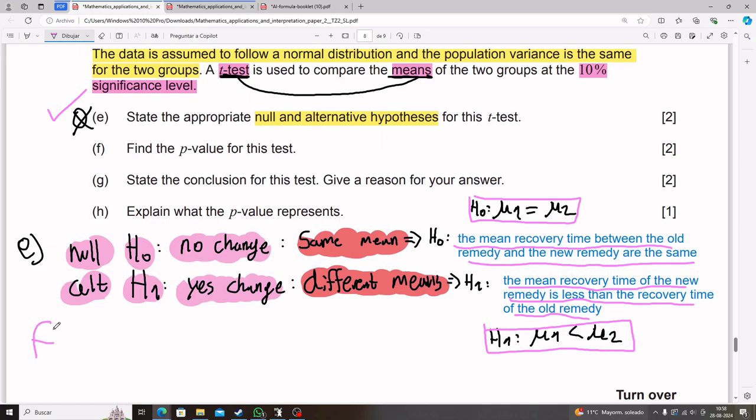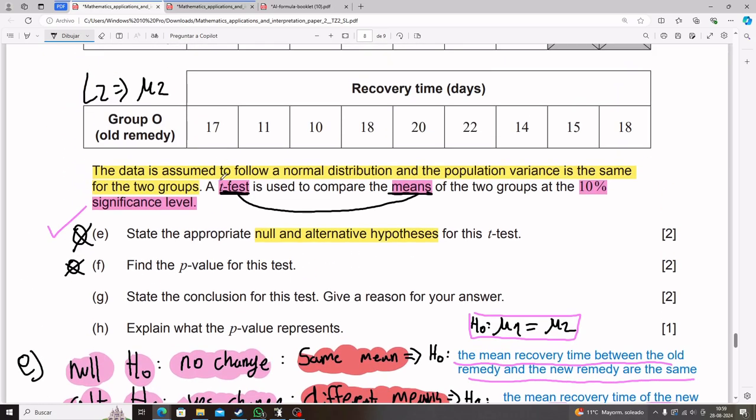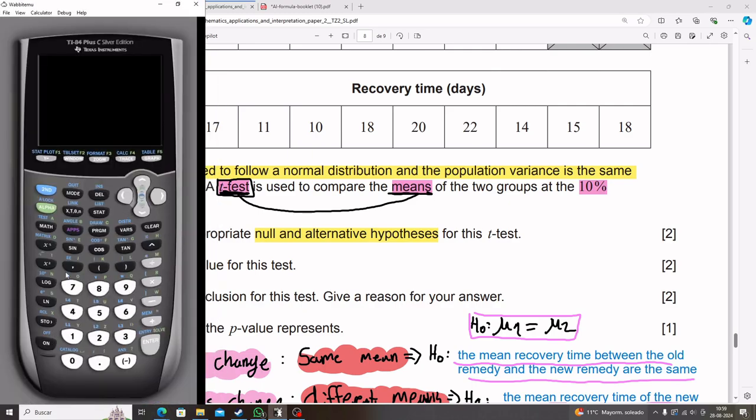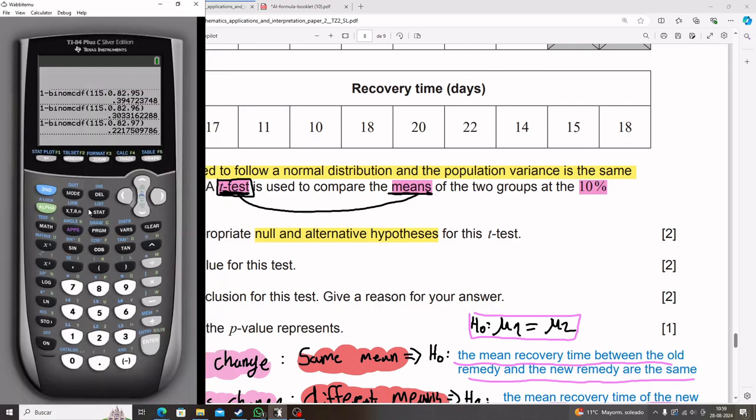Then for part F, they jump straight to the heart of the problem, find the p-value for this test. So part F, find the p-value for this test. How the heck do you do that? Yeah, this is simpler than what you think. The big thing here is that they're asking for a t-test. So you're gonna go to your calculator, go to, I think it was stat. So you go to stat because clearly this is a statistics problem. You go to tests because we're talking about a t-test.